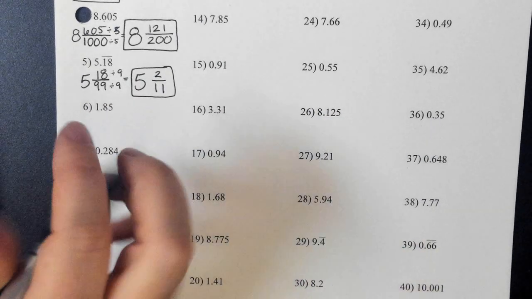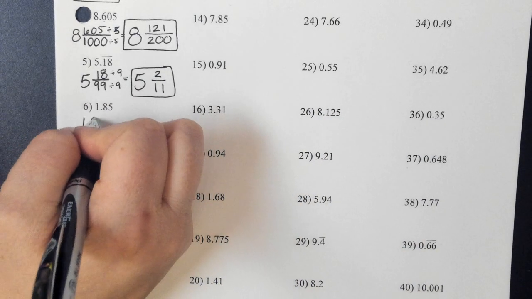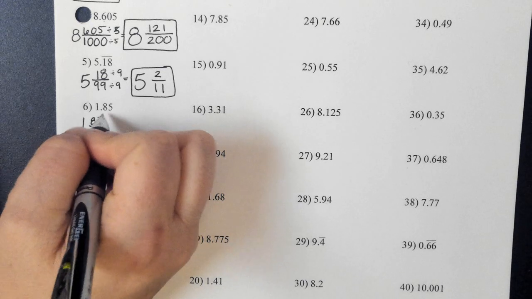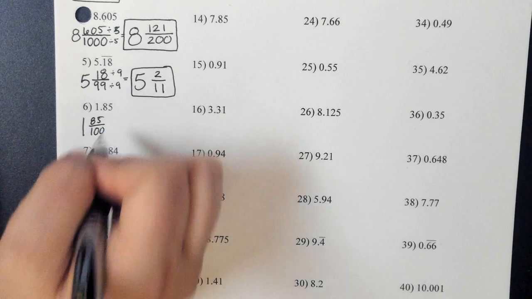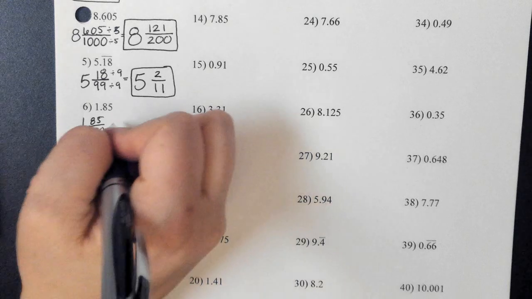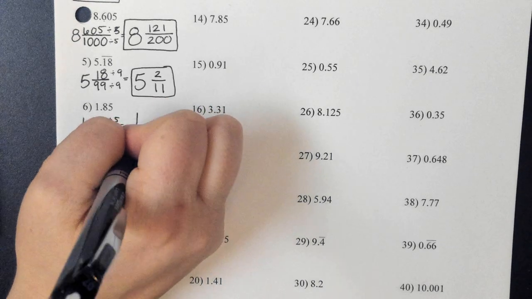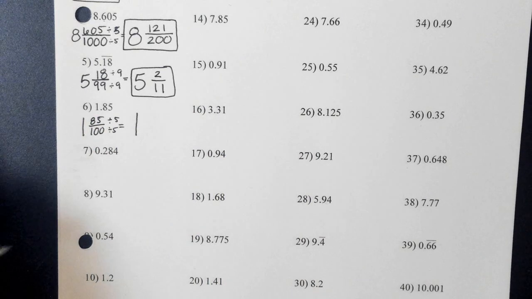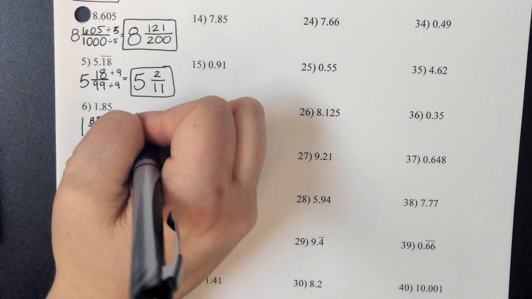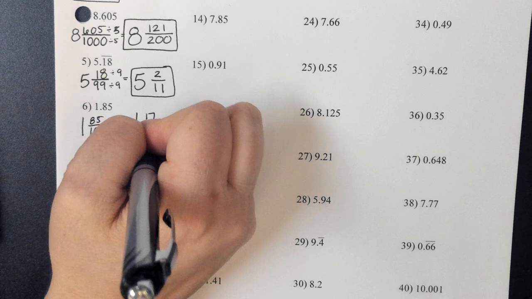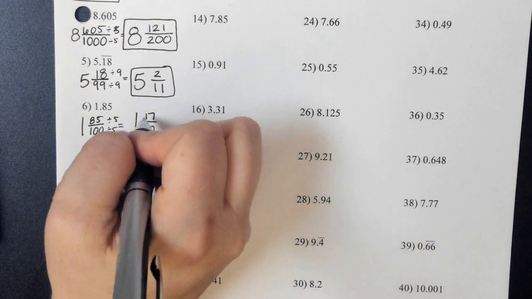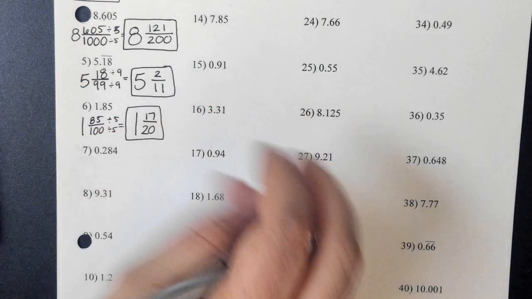All right, number 6, I have 1 in front of the decimal, 1 in front of the fraction. 85 on top. There are 2 numbers after the decimal, so 2 zeros, so that gives me 100 on the bottom. It ends in 5, so I'm going to divide by 5. If I keep my 1, don't forget your 1, 85 divided by 5 is going to give me 17. And 100 divided by 5 is 20. All right, that's not going to simplify anymore, so there's my answer.